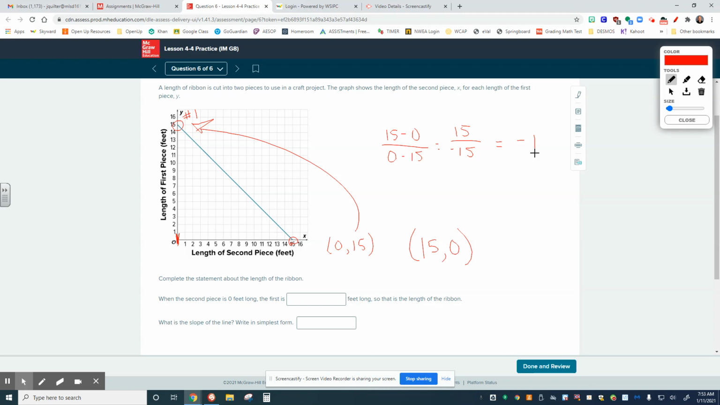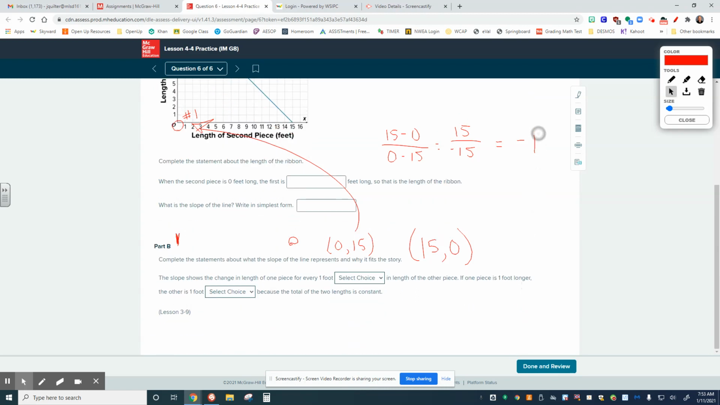And that tells me what I need to know about the slope. But now I have to be able to interpret that slope. If the slope is negative 1, what does that show me? Pay close attention to that or on your own for it.